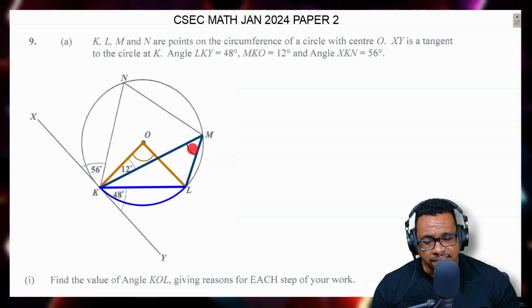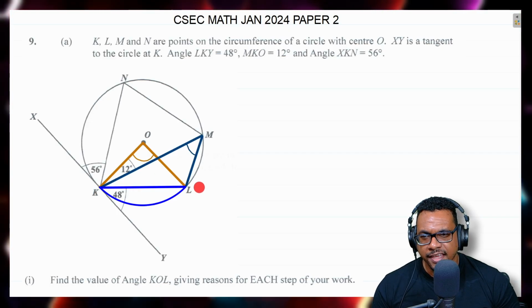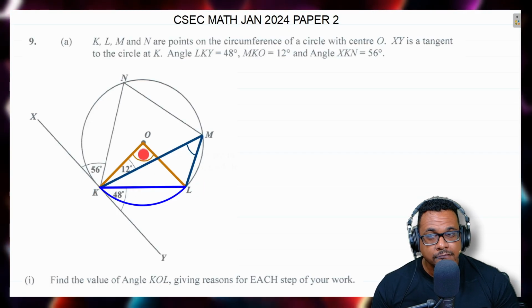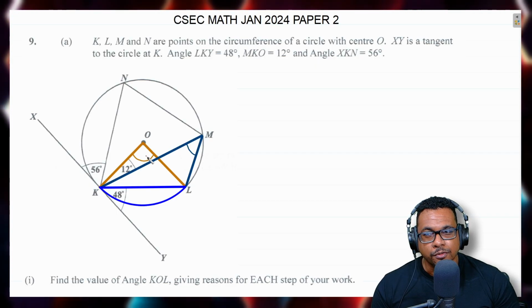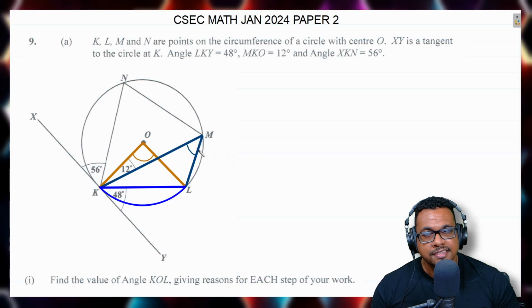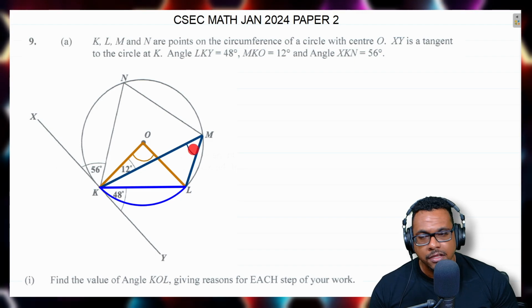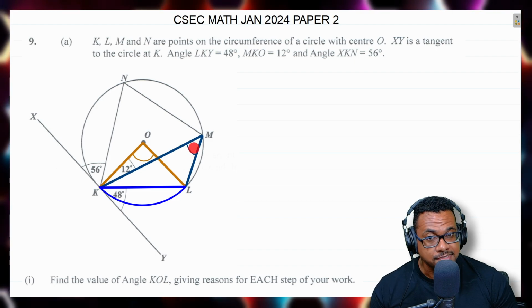So this angle stands on the same chord KL as this angle. This one is at the center and this one is at the circumference. So this one at the center will be twice this angle here at the circumference. Now the thing is, we don't know what this angle is.